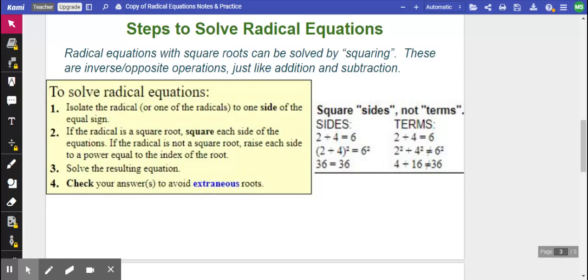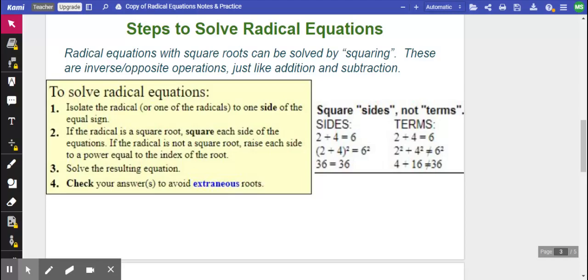And this is something you want to be careful with because there's a lot of opportunity for a common error to happen. If you look over to the right side of the slide, we have a correct version and an incorrect version of squaring both sides. And this is especially difficult when you have more than one thing.